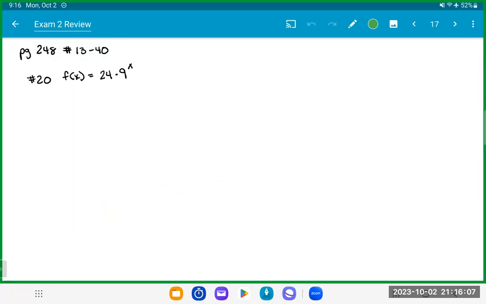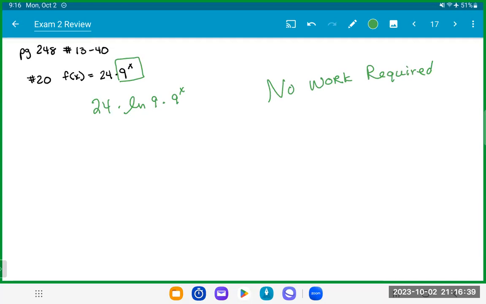Okay, the next problem, this one doesn't really require any work. It's like theorem number 12 that we covered tonight. So the 24 stays, and then we're really just taking the derivative of 9 to the x, so that would just be ln of 9 times 9 to the x. So there's no work required for this one. Okay. Questions?